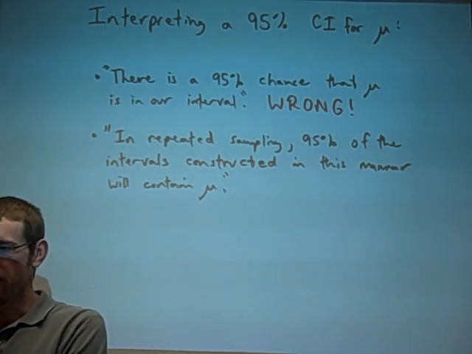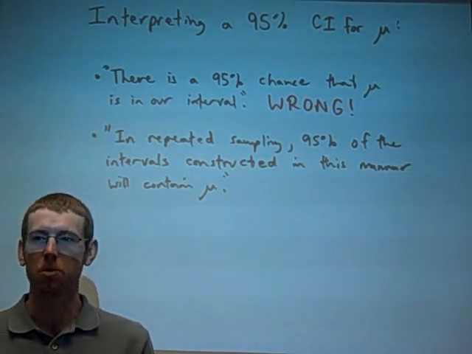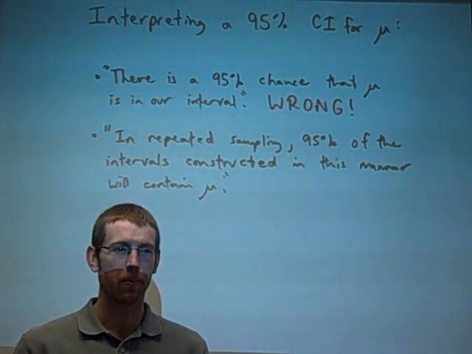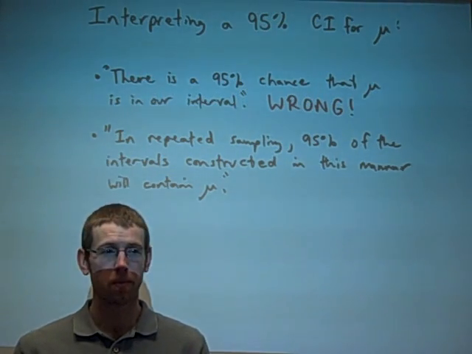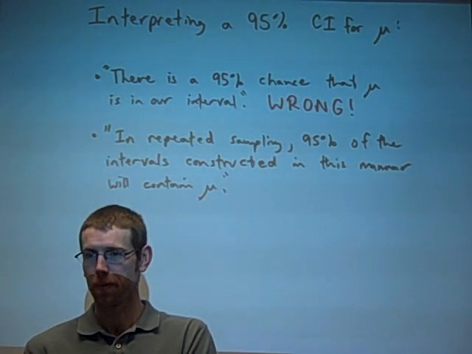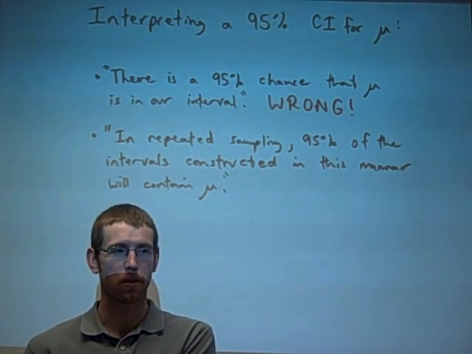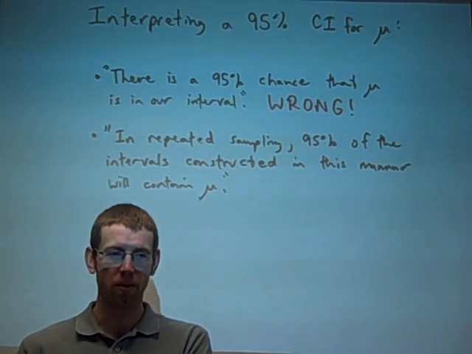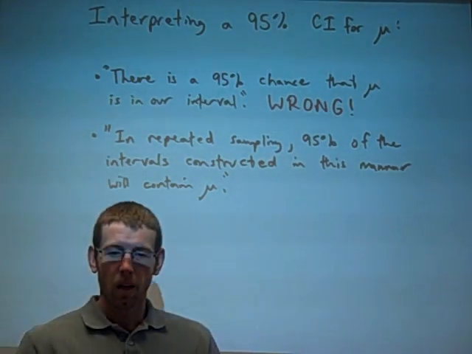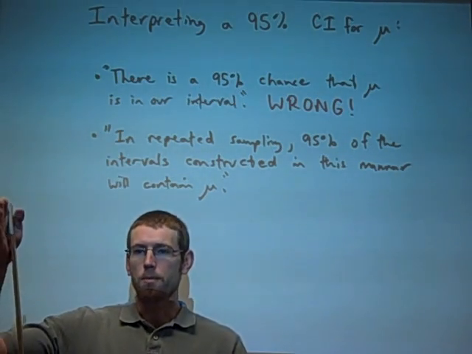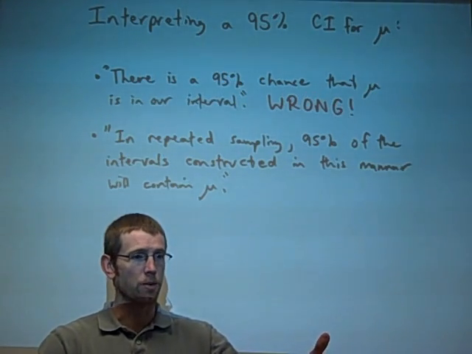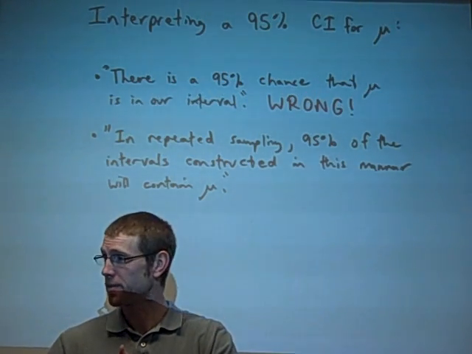If we've got a population, what does mu mean? What does mu stand for? Mu is the average of that population. Does that change? No. Mu doesn't change, does it? Mu is a fixed value. We don't know what it is, but it's fixed. It's some fixed, unknown value. So mu doesn't change. So if I give you an interval like 2 to 3, either mu's in that interval or it's not, right?